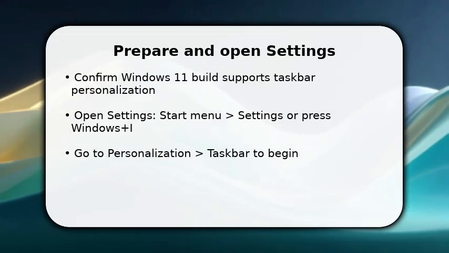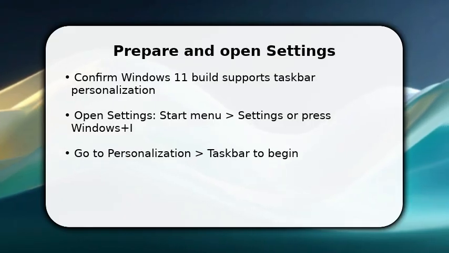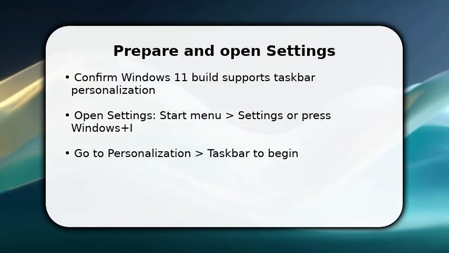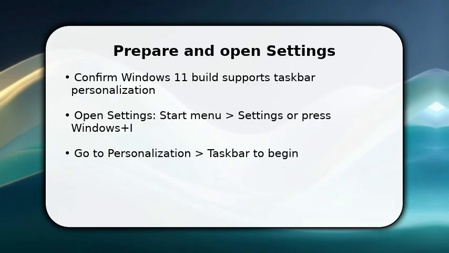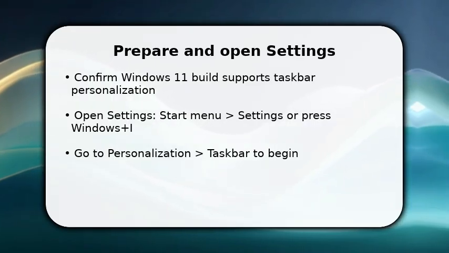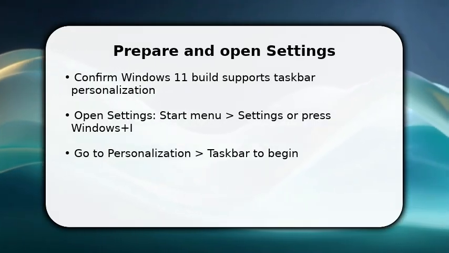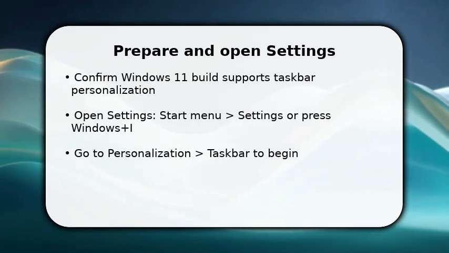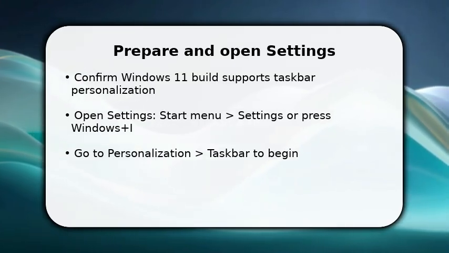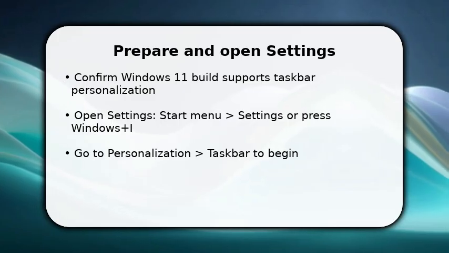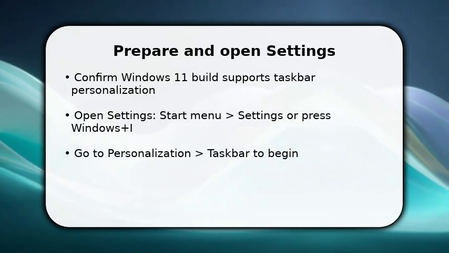You'll start by opening Settings and heading straight to the Taskbar page so you can change icon sizing. Once you're in Personalization Taskbar, make sure Taskbar Behaviors is visible. Some options are nested. You may need to scroll to find Taskbar Behaviors. If your build lacks the option, enable the experimental feature or update Windows.